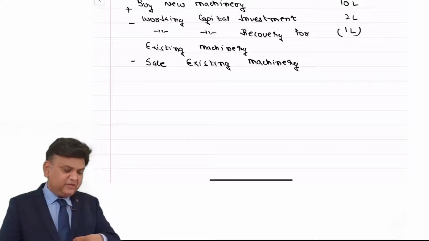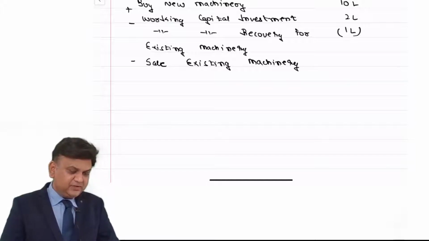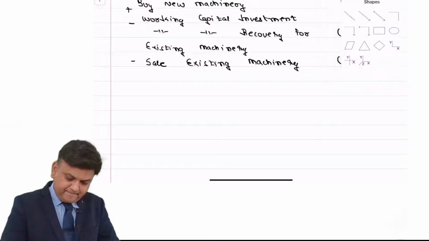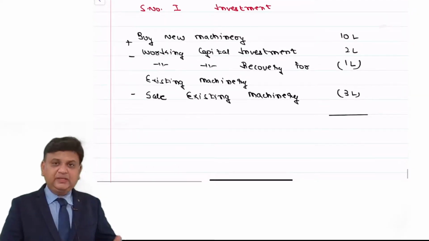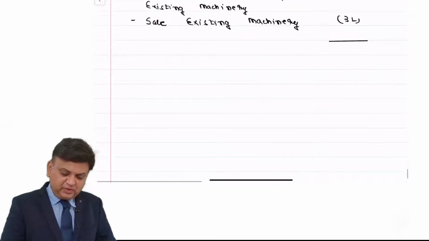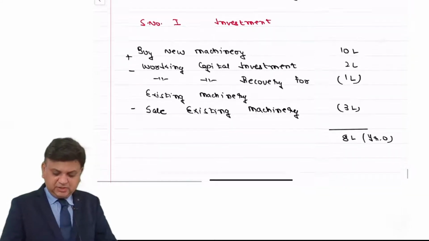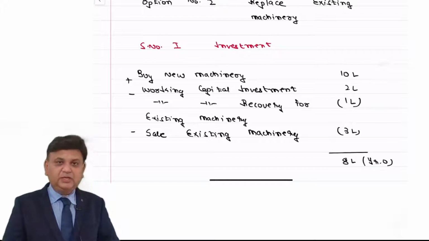Dear students, it has been given that we are going to sell existing machinery for an amount of rupees 3 lakhs. So the amount of the investment will be 10 plus 2 is 12, 12 minus 1 is 11, 11 minus 3, that comes to 8 lakhs. This is in the year 0. That is the way we will compute the initial investment.